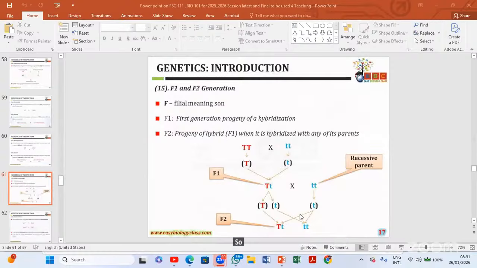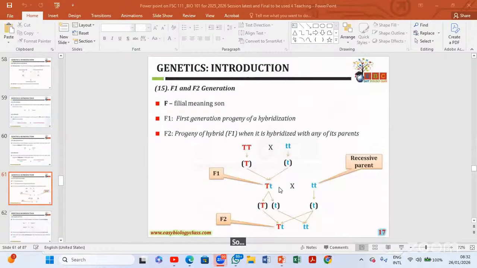So when you cross them, in their F2 you are going to have some of the offspring that will be capital TT. Oh, sorry, there will be no capital TT. Some of the offspring will be capital T and small t, and some of the offspring will be small tt because of the random combination here.